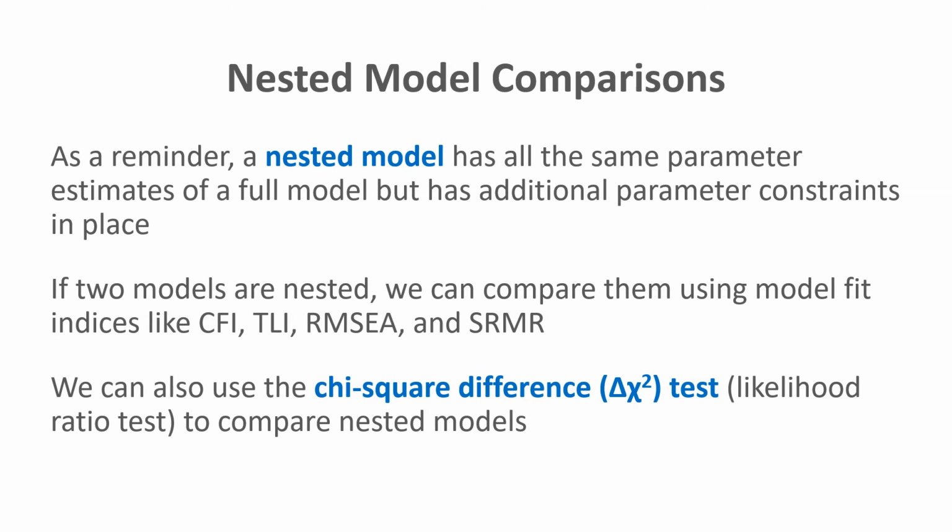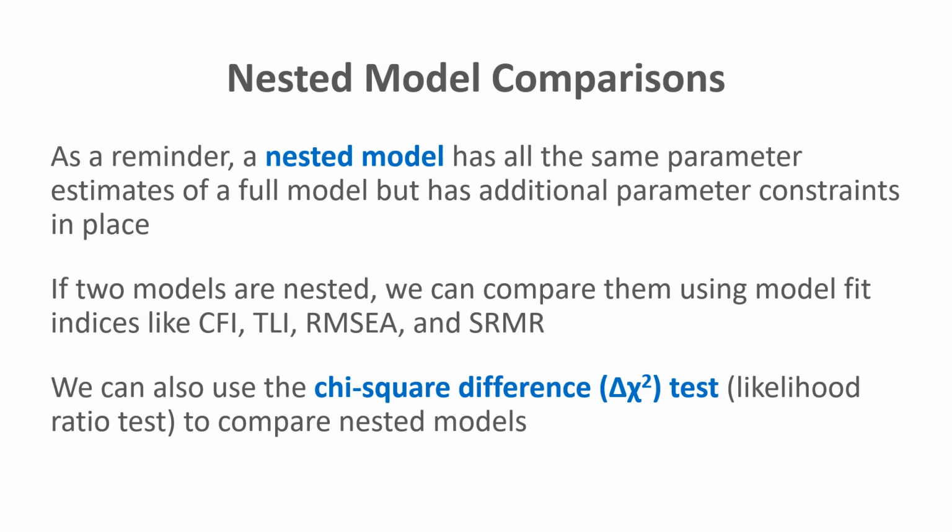So if we're doing a nested model comparison, there's a certain set of procedures that we can use. Now, if you need help remembering what a nested model is, a nested model has all the same parameter estimates of a full model, but has additional parameter constraints in place. Meaning that, for example, we're constraining a factor loading, or we're constraining a covariance term between two latent factors. But other than that, the models are the same.